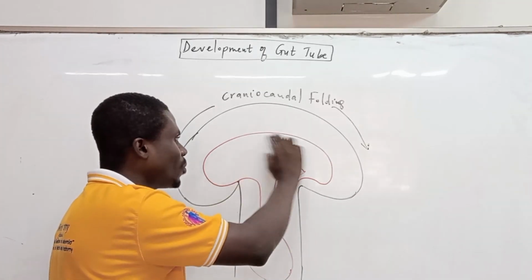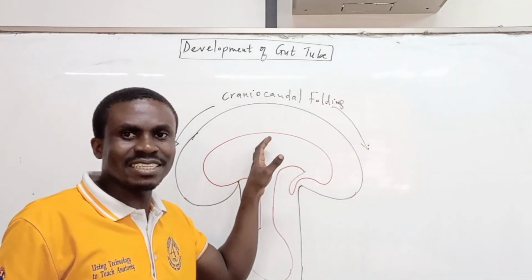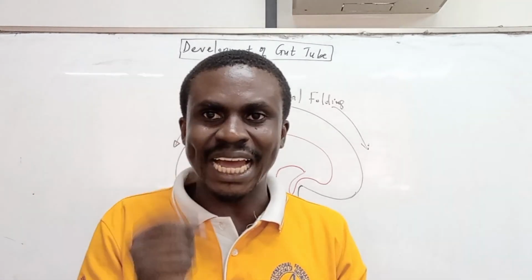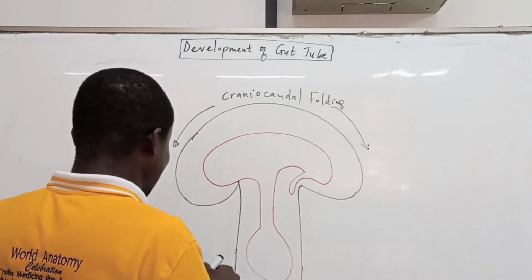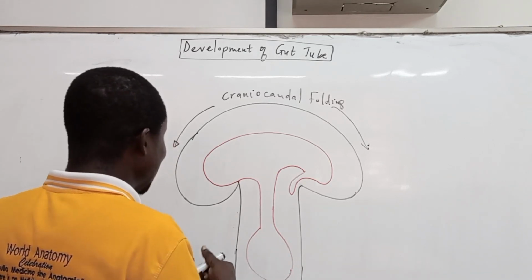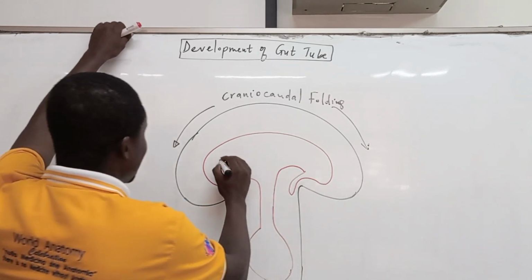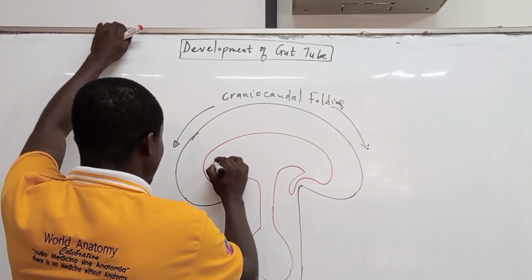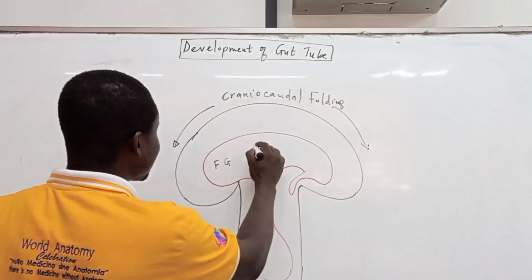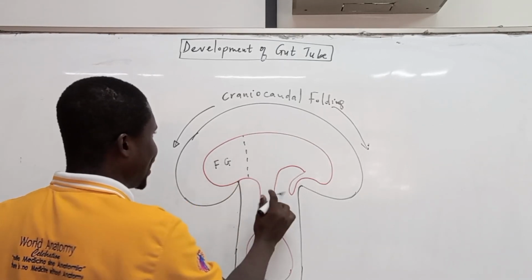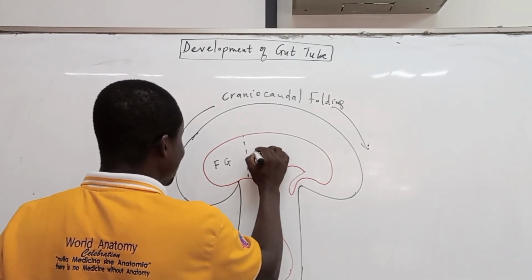Now the remaining portion of the yolk sac in here is this guy which is going to form what we call the gut tube. And so whenever we talk about the gut tube, this portion is going to be the foregut. So I'm calling it FG, foregut. And I'm going to have this portion, which I call midgut.